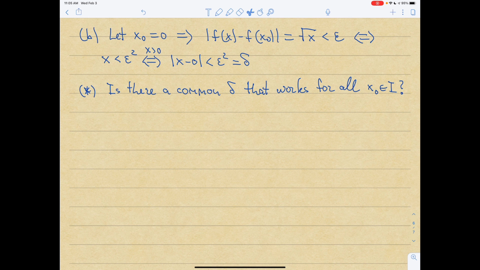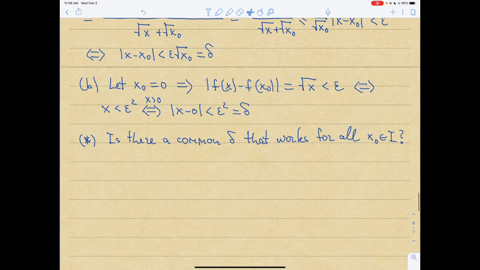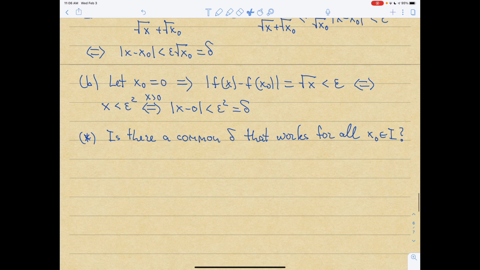However, things are not necessarily how they appear to be at first glance, and we'll show actually that there is a common delta, and we can find it by utilizing the fact that the function square root of x near x equal to 0 is small. And here is how I'm going to do this.